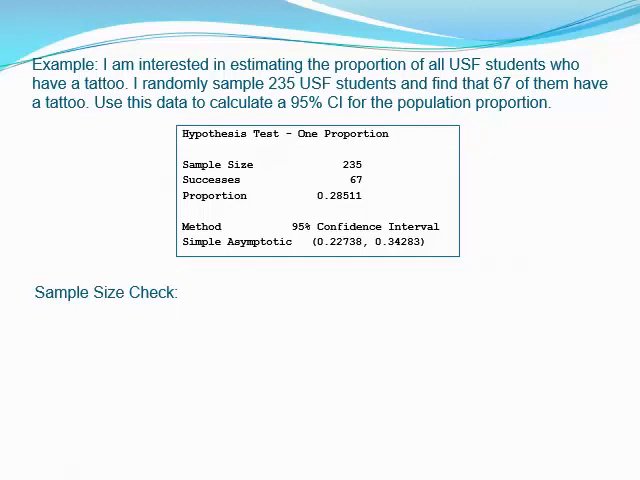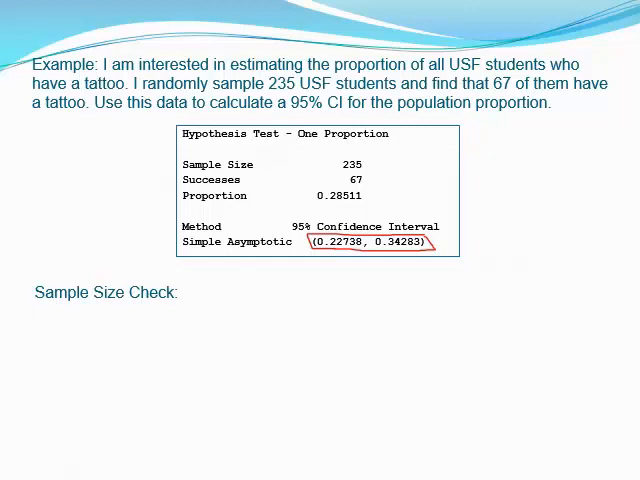So I went to my software, put in the value of the sample size, put in the number of successes, and here is the confidence interval that we get. Now, if you want to do the math, you can. I just don't want to do it. So a lower endpoint of 0.227, a higher endpoint of 0.342.